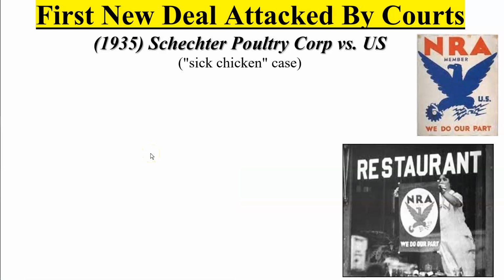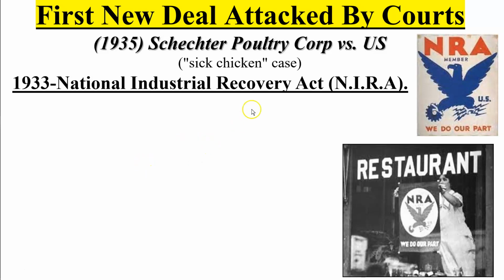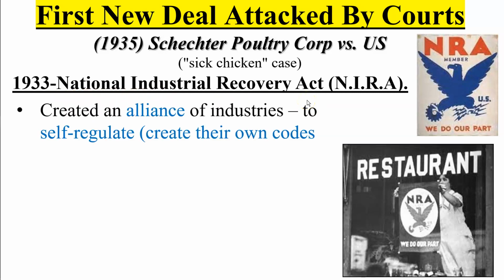But in the run-up to that election, many of FDR's New Deal programs, for example, cases were declared unconstitutional. One of them that we need to know about is called the sick chicken case, the Schechter Poultry Company versus the United States. And it was centered on the way in which something called the National Industrial Recovery Act worked. Right? This was supposed to create an alliance of industries, get industries together, have them sit down at a table and come up with self-regulating codes.